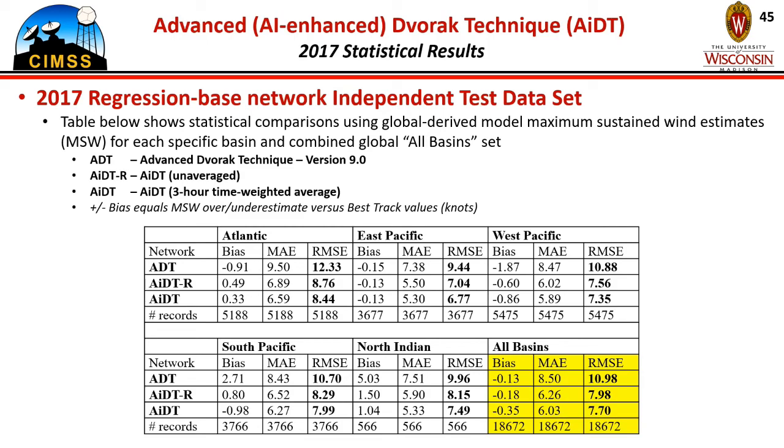The original ADT estimates are also shown and can be seen that the improvement of about 3 knots in RMSE was obtained by the AIDT model in the global data set over the ADT estimate itself. This is a significant improvement to the ADT, one that it would have taken many years of research to achieve using more manually extensive techniques of research.